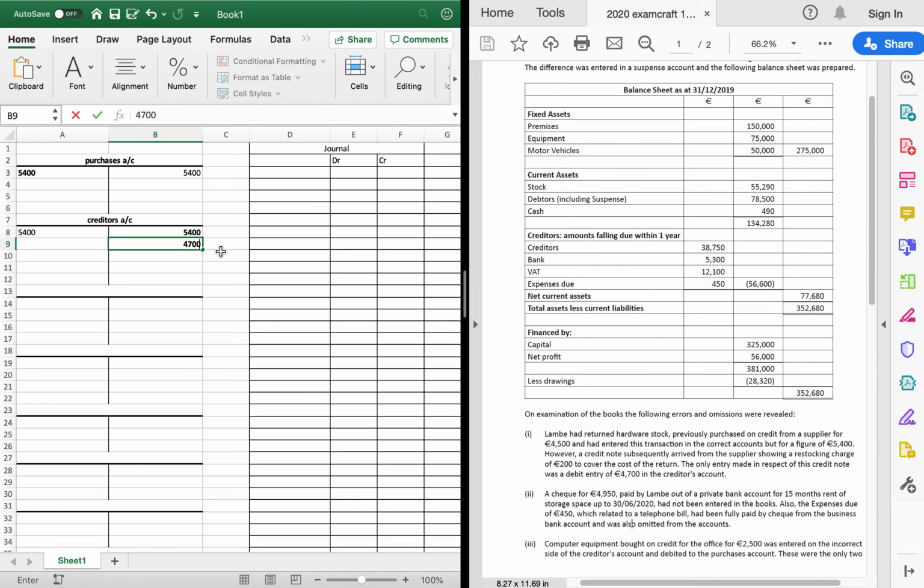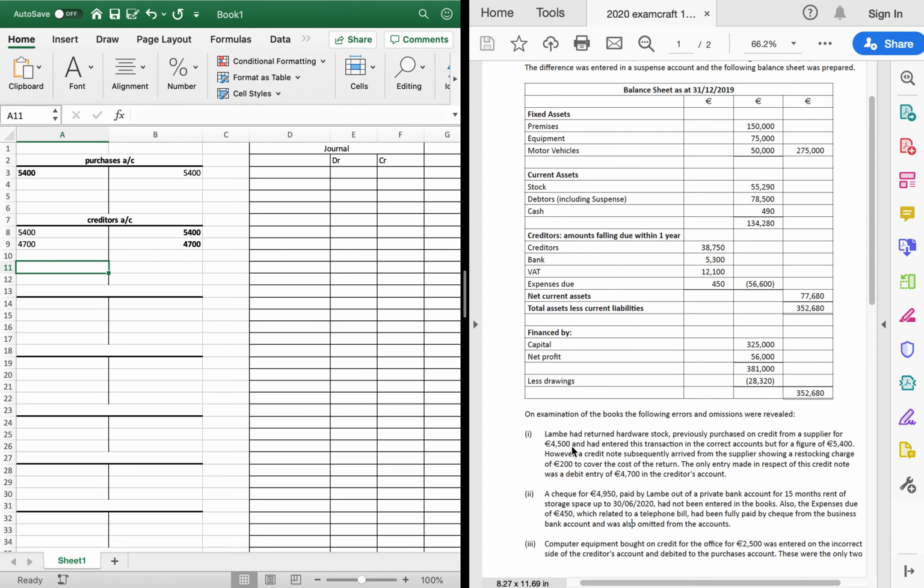So he's put 47 in as a debit entry in the creditors account. So we're going to undo that by putting 47 there. That gets our account back to zero. So nothing has happened now. None of his transactions are done.